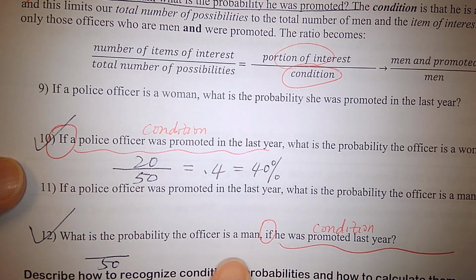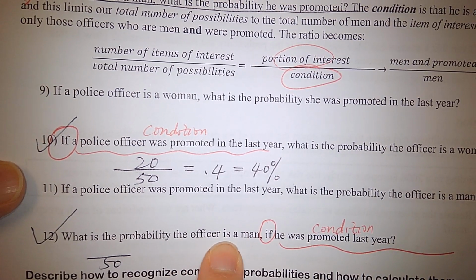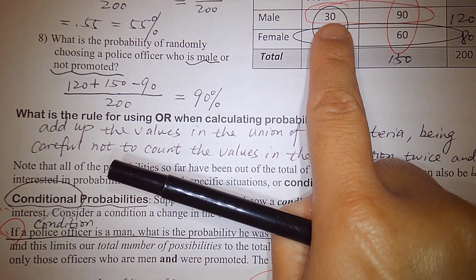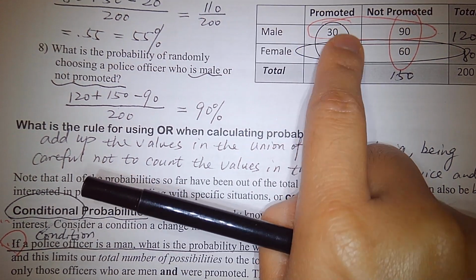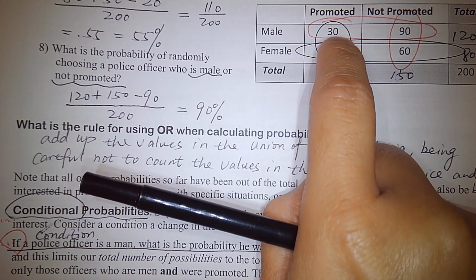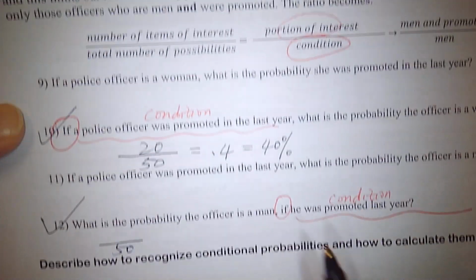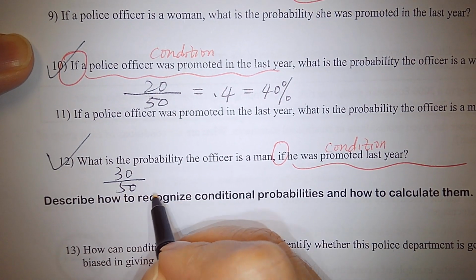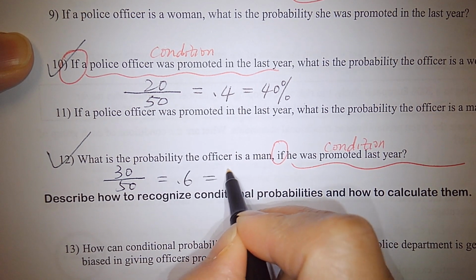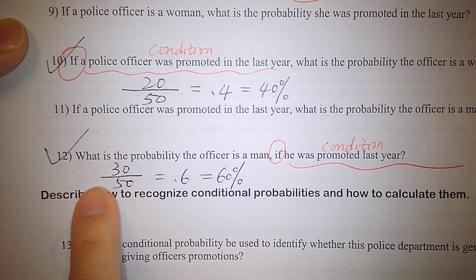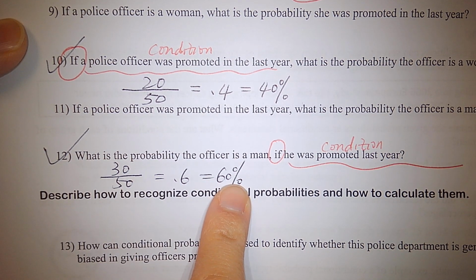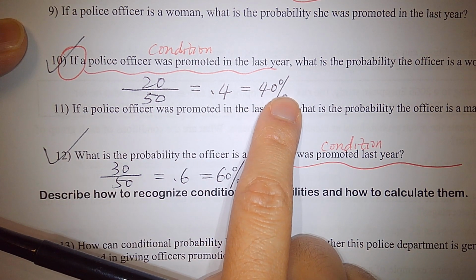And 30 of them are male. Yes, the condition is 50. Out of 50, 30 of them are male and were promoted. So we use 30 out of 50, which gives us 0.6, or 60%. So out of the promoted police officers, 60% are male and 40% are female.